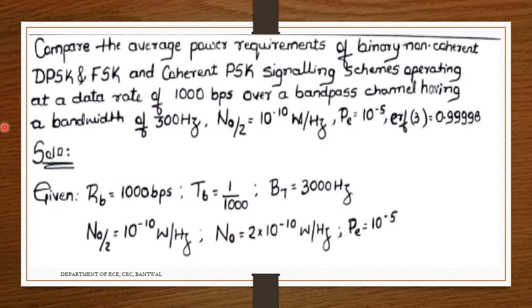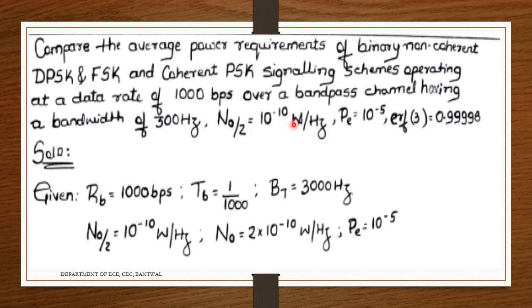Now one more problem. Here we need to conclude one thing: what is the power required? This is just theoretical, what we studied, so you can analyze here. Compare the average power requirements for binary non-coherent DPSK and FSK, and also for the coherent PSK signaling scheme operating at a data rate of 1000 bps over a band pass channel having a bandwidth of 3000 Hz.